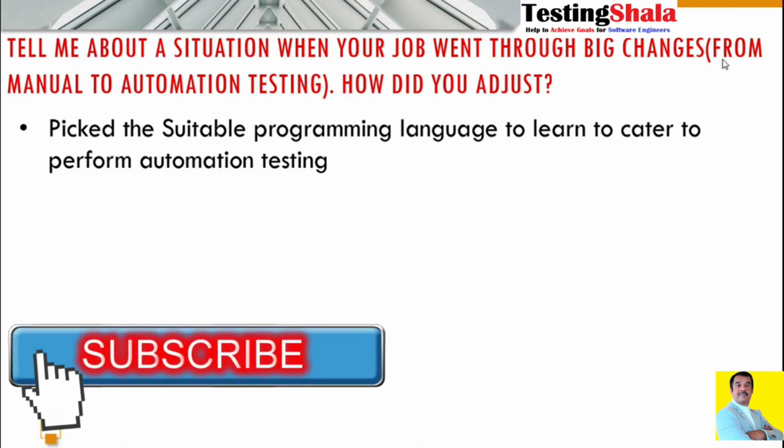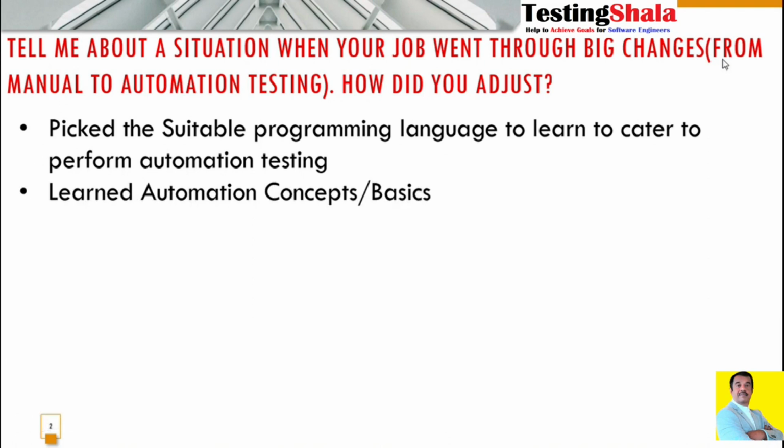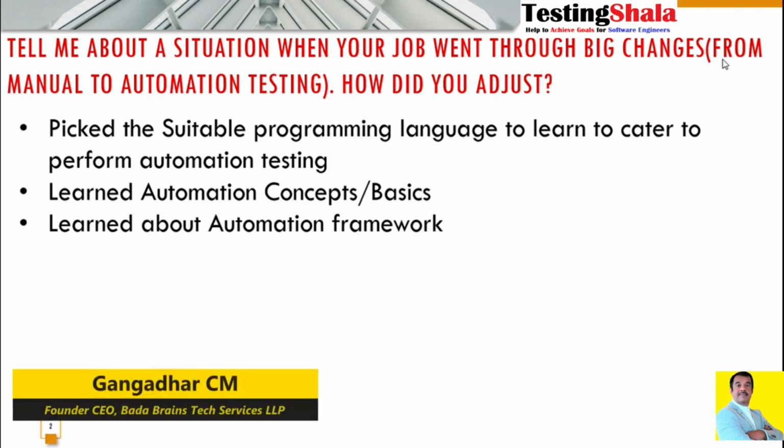The second thing you should tell the interviewer is that it is not just about learning the programming languages; you should also understand overall automation concepts and basics. This is a very important aspect. You should inform the interviewer that you will be learning all the core concepts of automation. The third thing is that you will be learning about the different kinds of automation frameworks available, so that you can efficiently use them to implement automation in their projects.